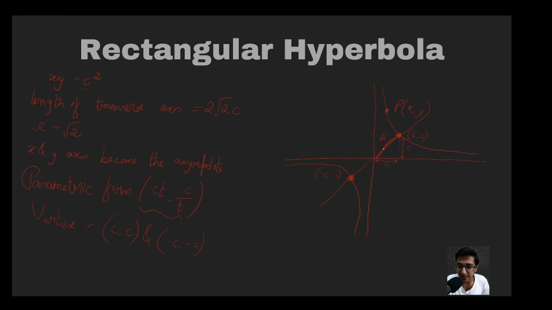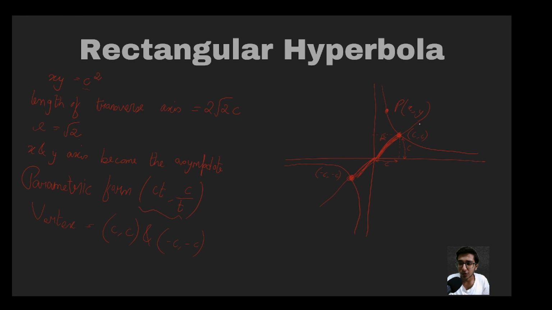Since you understand that this distance is root 2c and this is also root 2c, that is why together they are making 2 root 2c. And if this is root 2c, and by Pythagoras theorem, I hope you all understand how we get both these sides to be c. This is, of course, a right angled isosceles triangle. So that is how we get this value. So we found out the vertex, we found out the transverse axis.